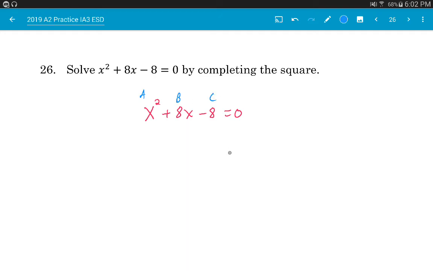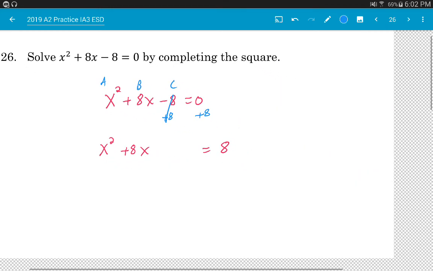B and c. What we do first is we move the c term over. So that's plus 8, plus 8. When we rewrite it, we're going to leave a space. X squared plus 8x equals 8. Now I'm going to take the b term over to the sidebar.